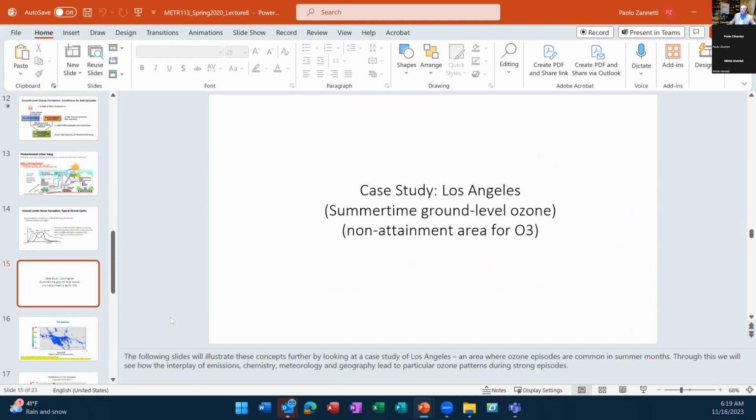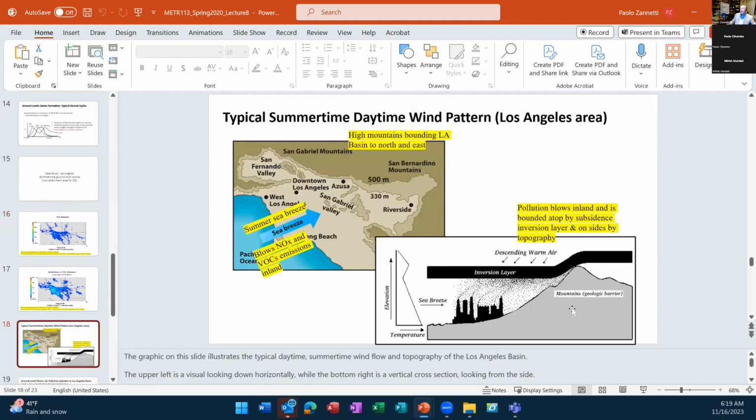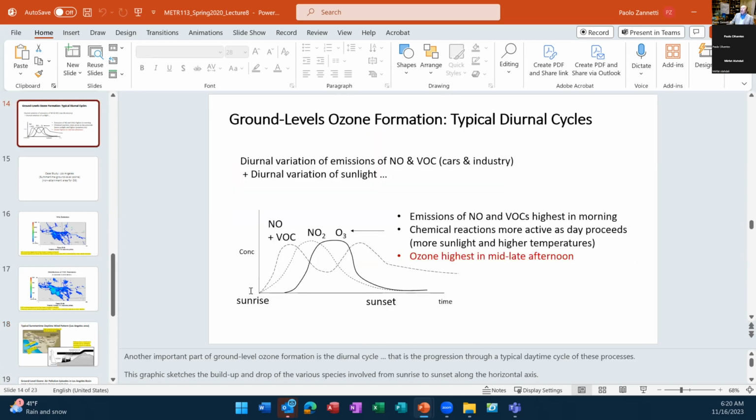And as I showed you before, in the Los Angeles basin, pollution is trapped by an inversion layer that keeps all the pollution inside the atmospheric boundary layer. There is a sea breeze moving the pollutants slowly from the ocean to downtown Los Angeles, to Pasadena, Azusa, Riverside. So we have different peaks of ozone at different times. This more or less is the scenario. Sunrise, emission of NO and VOC, formation of NO2, formation of ozone, sunset, and the next day, everything restarts.